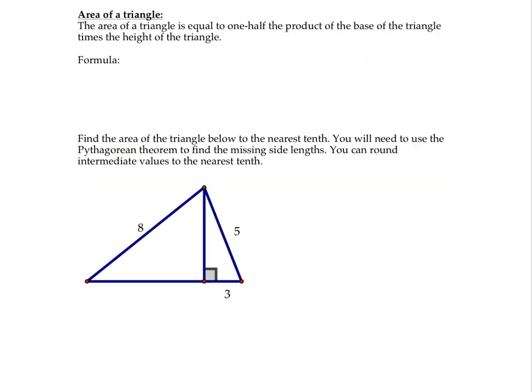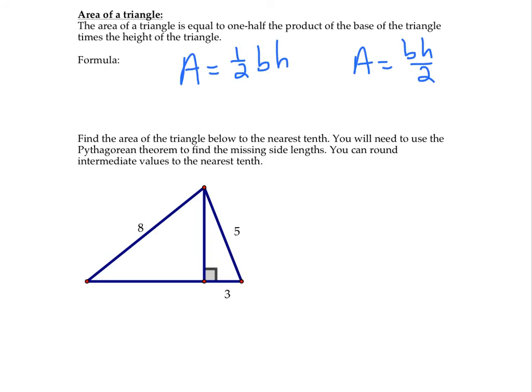Okay, finally, our last piece of today's lesson involves finding the area of a triangle. You may recall from a previous math class that the area of a triangle is equal to 1/2 the product of the base of the triangle times the height of the triangle. You might know this better as area equals 1/2 base times height. Or you can also write it as area equals the product of the base and the height divided by 2. They both mean the same thing.